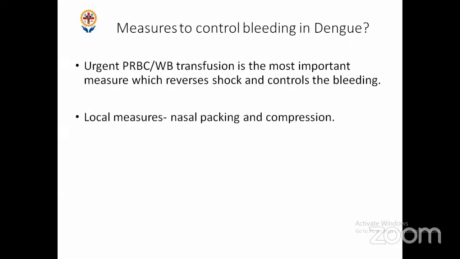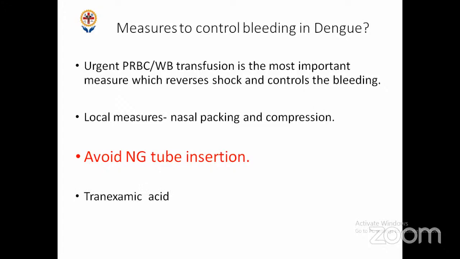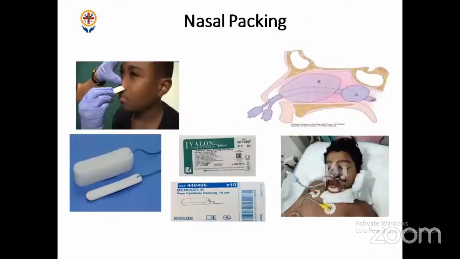So don't forget local measures. Don't allow the child to bleed. You can compress, and it can stop bleeding even in coagulopathy. And avoid ET tube insertion. This is the most common reason for bleeding in a dengue child. Post intubation, someone will try ET tube insertion, so they will cause bleeding, local trauma. And you can try tranexamic acid. These are the things we can use.